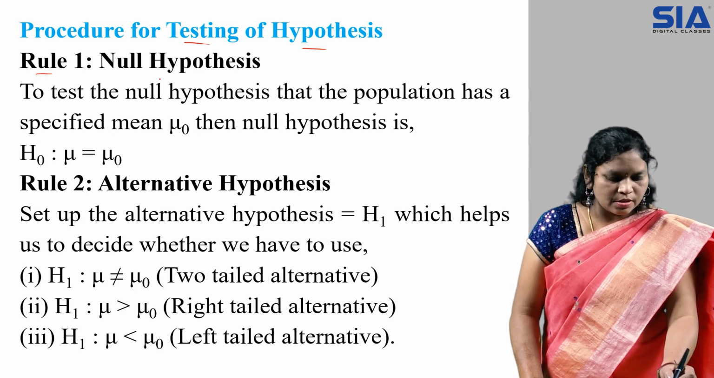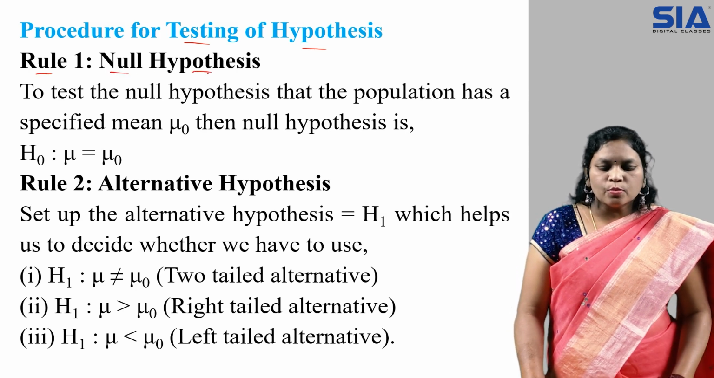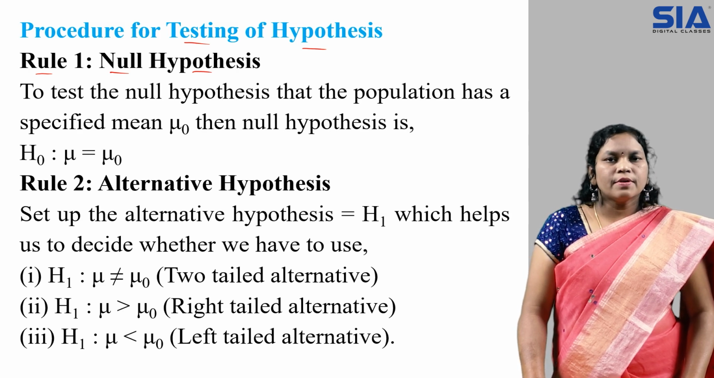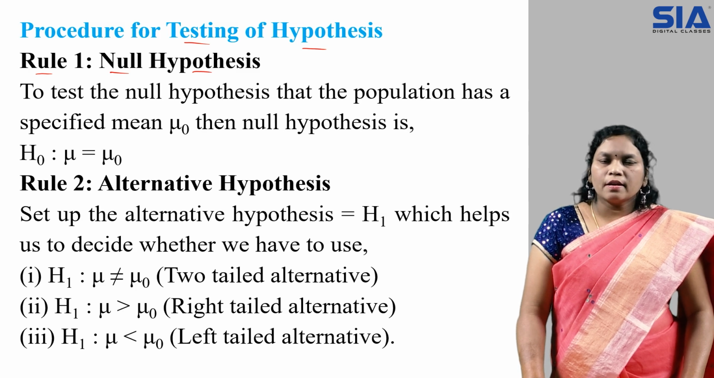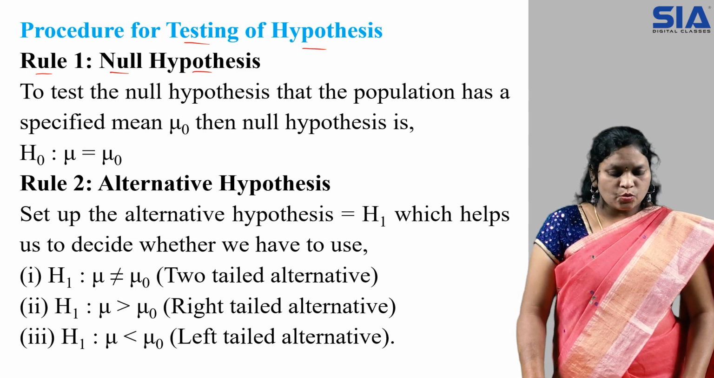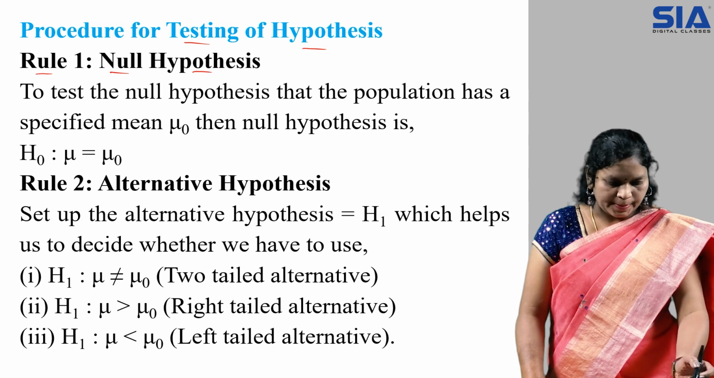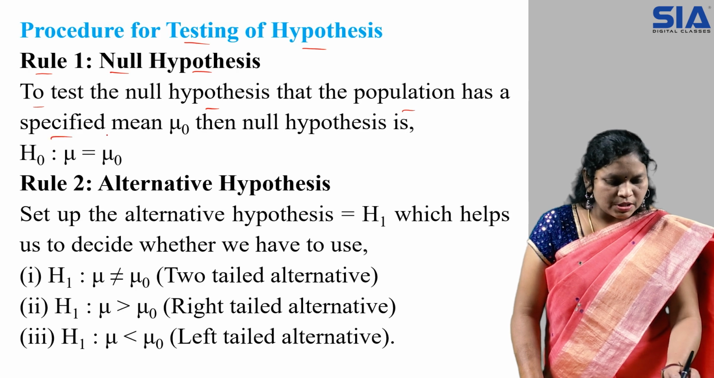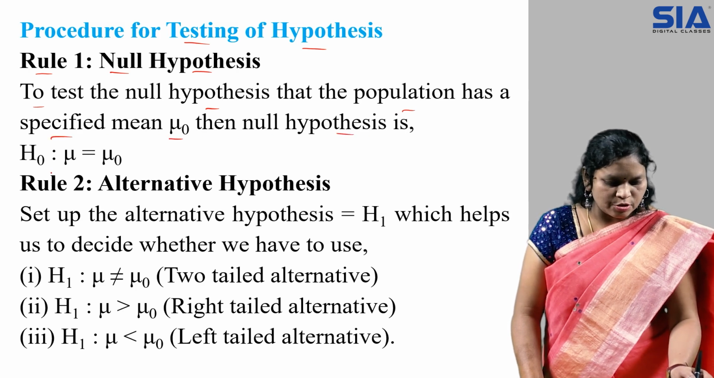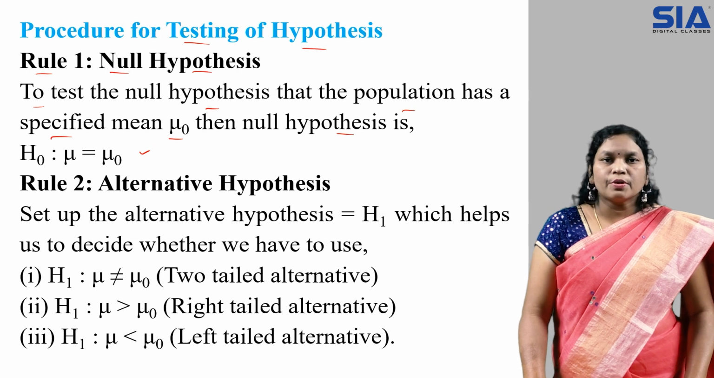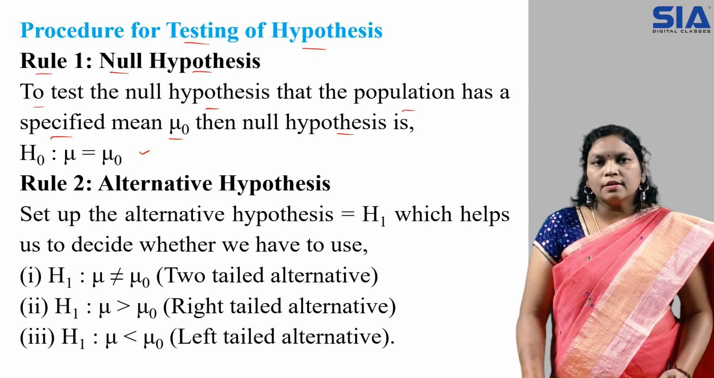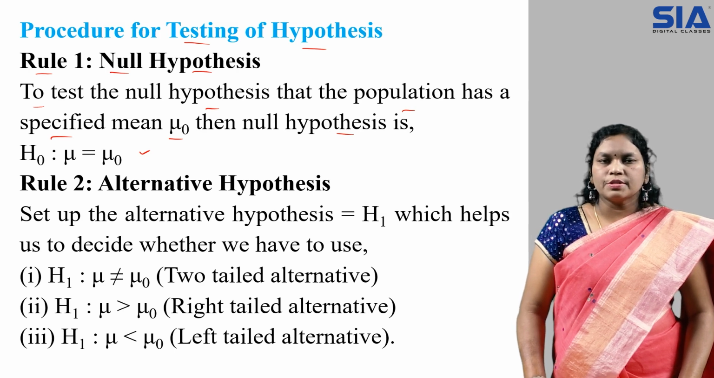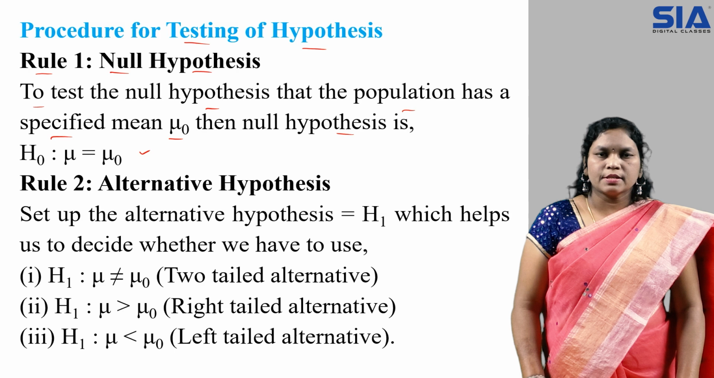So rule 1, first every time whenever we are going to do the testing of hypothesis, whenever you are applying it for some type of data, every time we'll follow some steps. So first one, always we'll write the null hypothesis. To test the null hypothesis that the population has a specified mean mu naught, the null hypothesis is H naught: mu is equal to mu naught. So H naught is a notation we have learned earlier. What is null and alternative? So the same thing in the testing procedure. First we'll specify the null hypothesis, that is H naught.